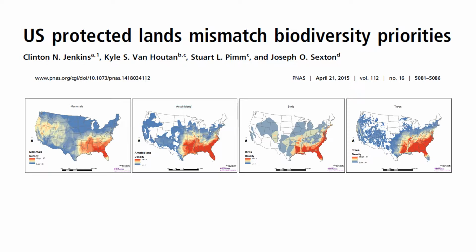So the data is presented in 4 layers that represent mammals, amphibians, birds, and trees. The maps in this slide were created using those data layers to provide a visual representation of where the highest densities of endemic species are located in the US. As we can see in these maps, the endemic species in the US are most densely located in the southeast of the country.